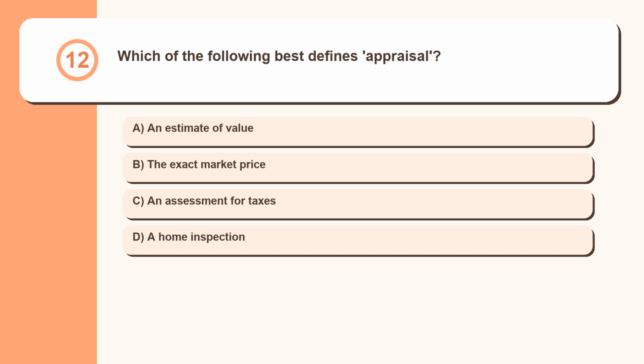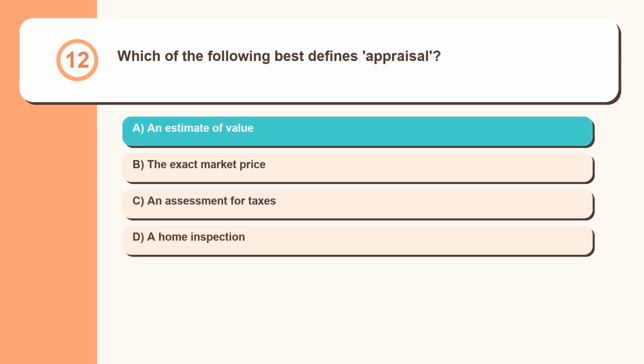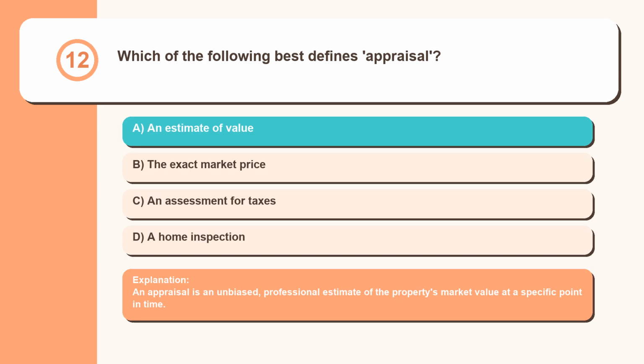Question 12. Which of the following best defines appraisal? An estimate of value, the exact market price, an assessment for taxes, a home inspection. An appraisal is an unbiased, professional estimate of the property's market value at a specific point in time.